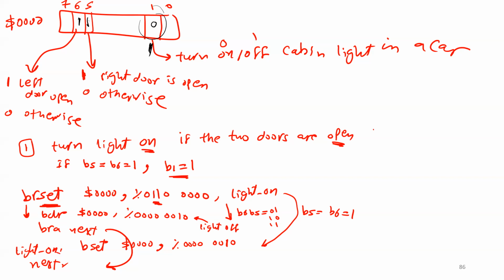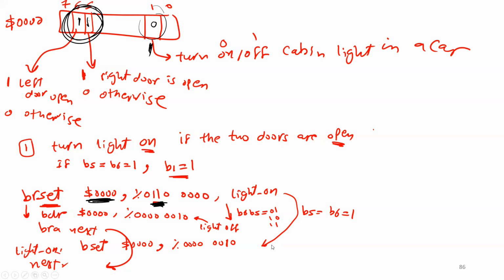So let's see how I made it. The way I made it, guys, is very simple. I want to check if these two bits are 1 and 1. So I'm going to use branch if set. In this memory location, these are the two bits I want to check. This is the mask. If these two bits are 1s, I want to turn the light on.